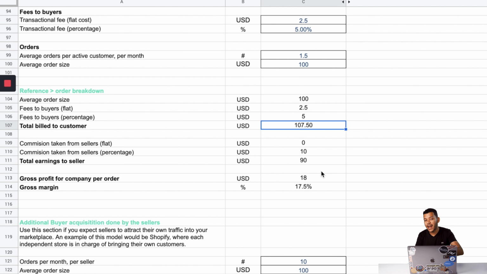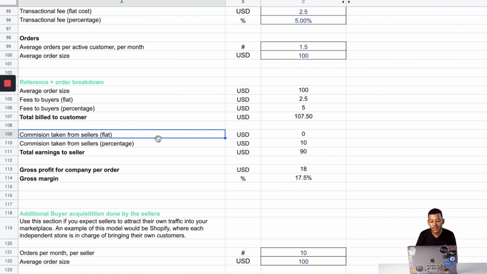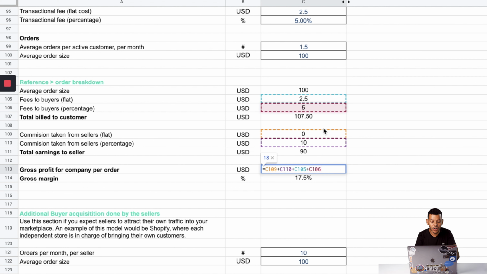But then you have to pay that out to the seller, right? So what's the commission taken from the sellers? We said that was 0, the flat, but then there's a 10% commission on the order, so that's 10, meaning that the total earnings going to the seller are 90. The money that you made from orders is 18 because you're charging the 7.5. Sorry, the gross profit per company per order, that is 18 because it's what you're charging the buyers minus what you're taking away from the sellers.